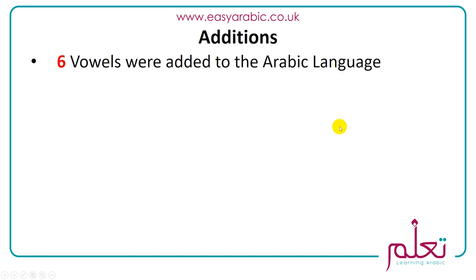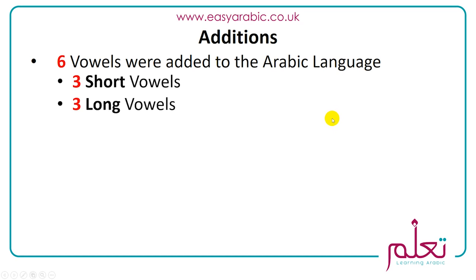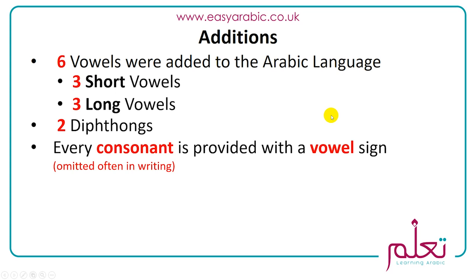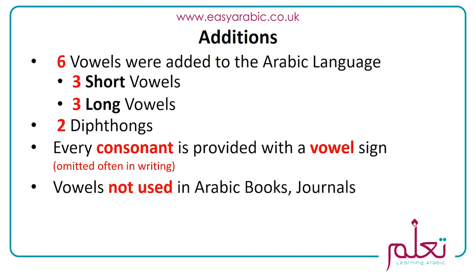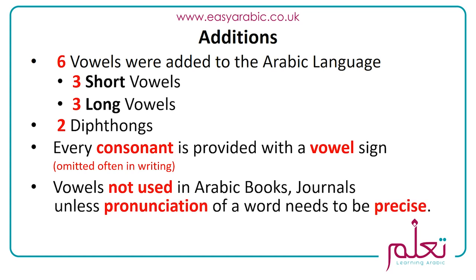So, like I said, 6 vowels were added to the Arabic language, 3 of which were short vowels and 3 were long. We also have 2 diphthongs, which are 2 vowels that join together to create a syllable. Every consonant is provided with a vowel sign, but the vowel signs are not used in Arabic books or journals unless the pronunciation needs to be precise. For instance, in the Quran, you'll find the vowel signs.